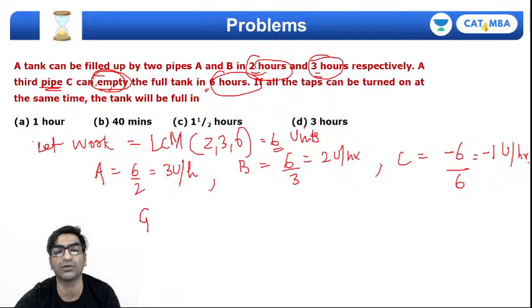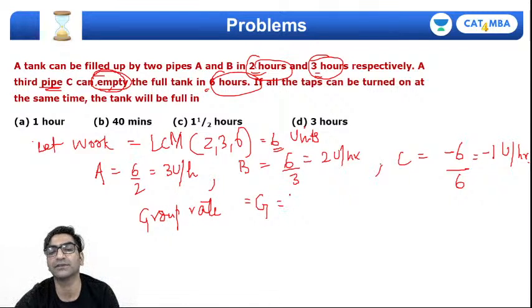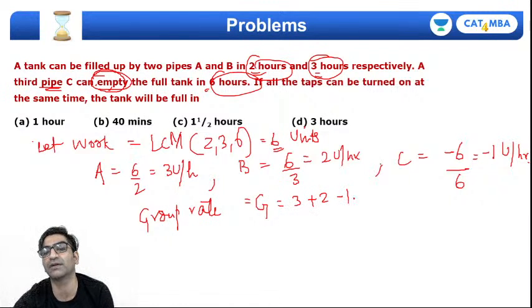So what is the group rate? Group rate G would be A plus B plus C, right? So that's going to be 3 plus 2 minus 1, that is 5 minus 1 is 4 units per hour, right? Now that's the group rate.